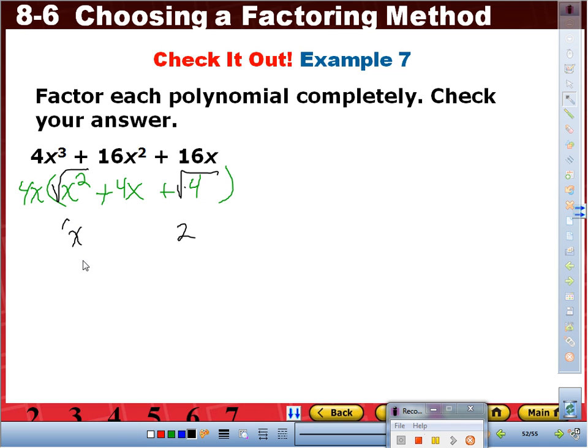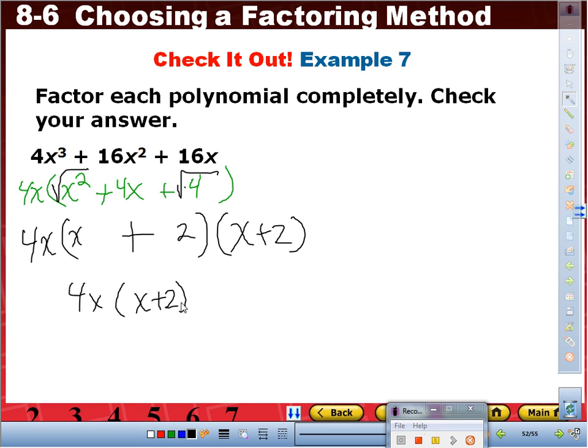So check this out. If it's a perfect square, we write x plus 2 times x plus 2. Bring down the GCF. How can we rewrite this? 4x times x plus 2 squared. And now it's factored.